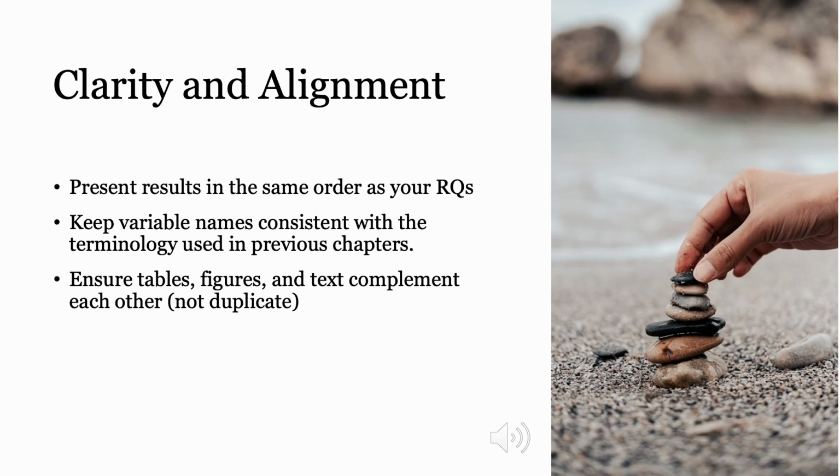To maintain clarity and alignment, present your results in the same order as the research questions. Use consistent terminology for your variables as you did in earlier chapters. Tables, figures, and text should complement one another rather than duplicate the same information. The goal is to make the results easy to follow and clearly connected to the study's purpose.